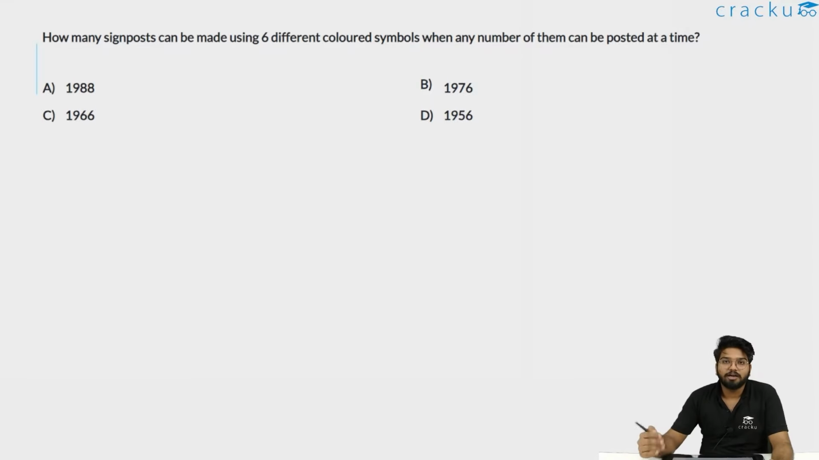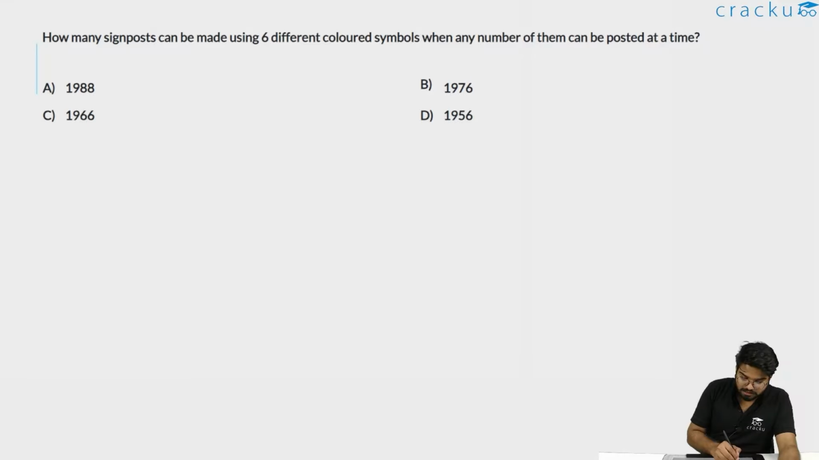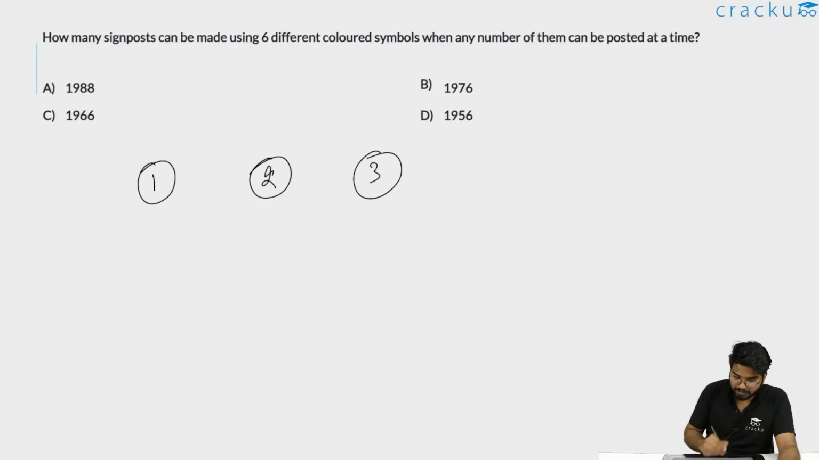In how many ways can I make signposts? Okay, I have 6 symbols. I can make a signpost with 1 symbol, with 2 symbols, with 3 symbols, similarly 4 symbols, 5 symbols and 6 symbols.